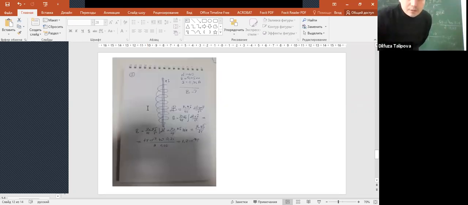Let me check the answer. So the number of turns is 40, R is equal to 0.05 meters, I is 0.25 amps. We should find the B. So B is equal to mu 0 multiplied by N multiplied by I divided by 2R. Okay, this is true. In the answer, we have 1.2 multiplied by 10 to the negative 4. It's okay.